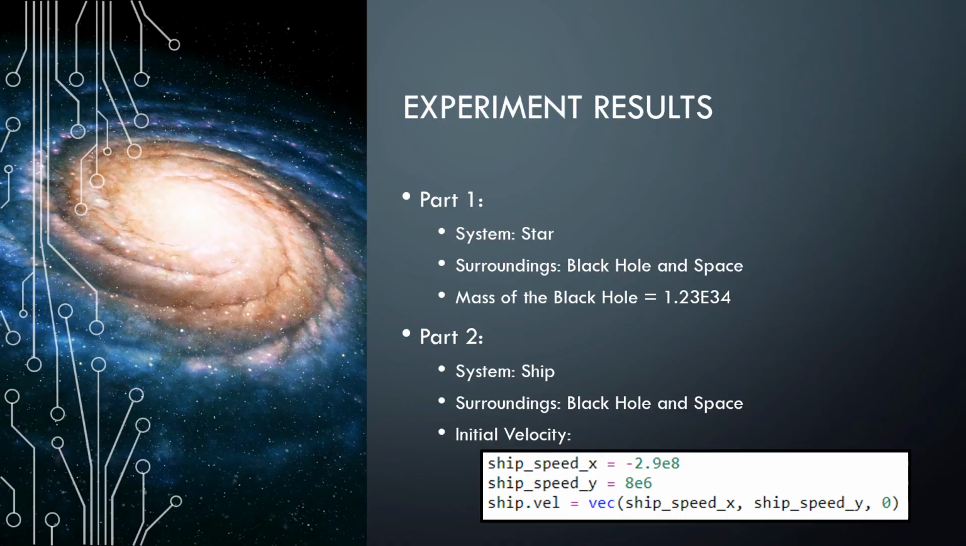Here I have an introduction of the experiment results. For part 1, the system was a star and the surroundings were the black hole in space. The mass of the black hole was determined to be 1.23 e to the 34th power kilograms. And then for part 2, the system was the ship and the surroundings were the black hole in space. And then I have the initial velocity shown right here.